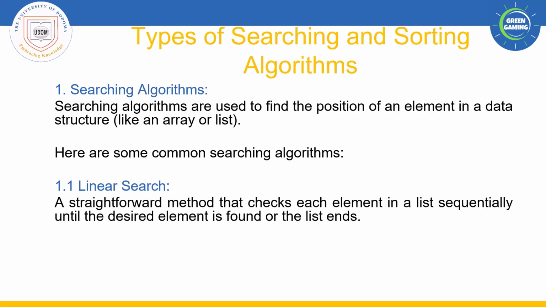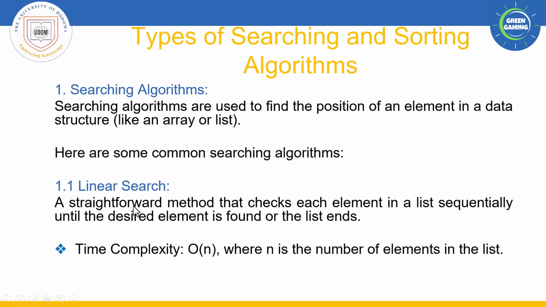A linear search is a straightforward method to check each element in a list sequentially until the desired element is found or the list ends. The time complexity for linear search is O(n), where n is the number of elements in the list. This means that we have linear time complexity, right? Use case: it is suitable for small or unsorted lists. Why? Because as a list becomes bigger and bigger, the time also becomes larger and larger. So the time increases as the list increases because it has linear time complexity.